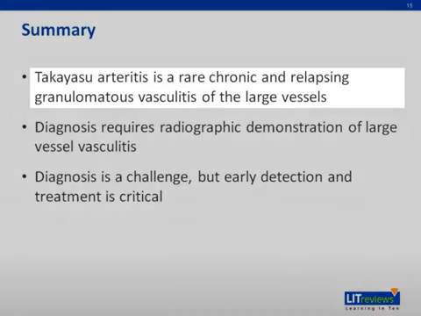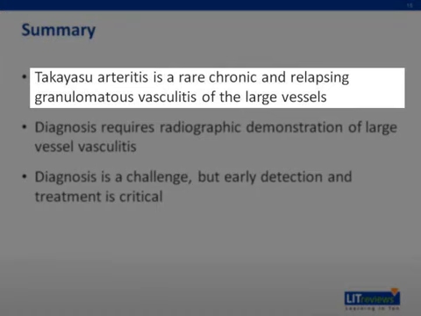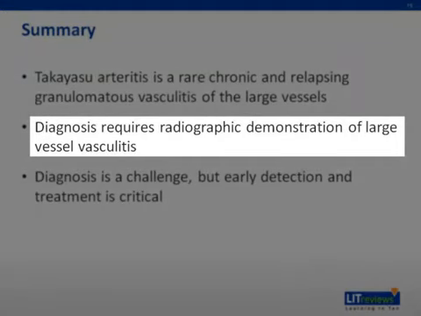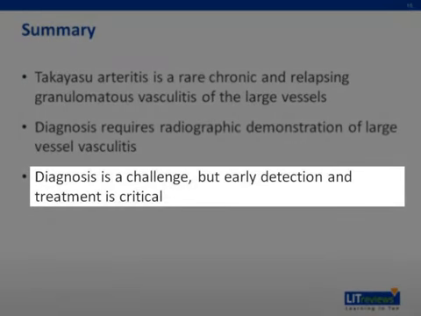In summary, Takayasu arteritis is a rare chronic and relapsing granulomatous vasculitis of the large vessels. Diagnosis requires radiographic demonstration of large vessel vasculitis. Diagnosis is a challenge, but early detection and treatment is critical.